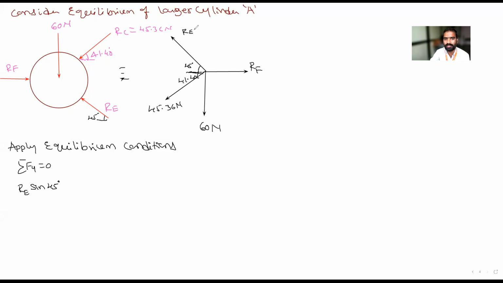RE sin 45 is moving upward, positive. Next, 45.36 is moving downward, minus 45.36 sin 41.40. Again, there is a weight acting downward, 60 Newton. That is equal to 0. So calculate the value of RE.